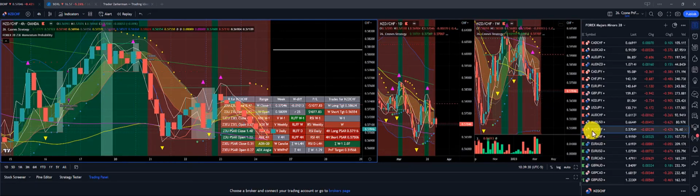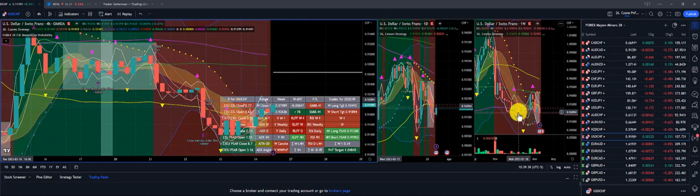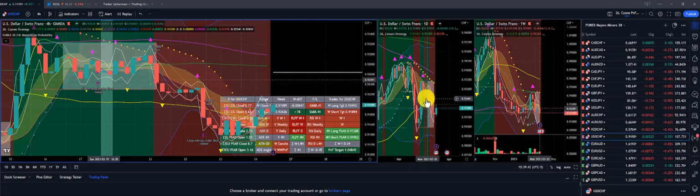Overall, tactical and strategic were not in alignment. You have to go with the strategic on these if you are going to be trading this. It does have stronger weight in terms of the weekly, but I didn't trade the US dollar Swiss franc.